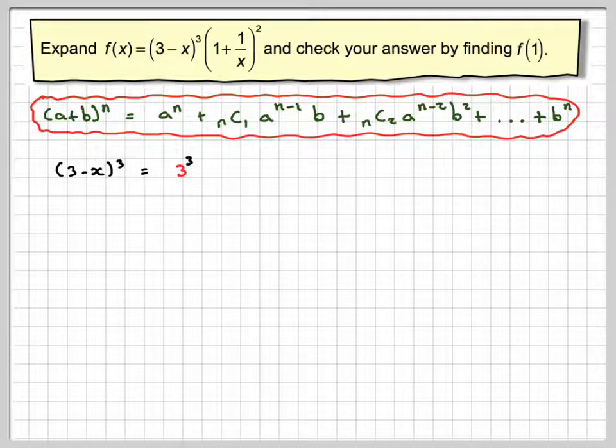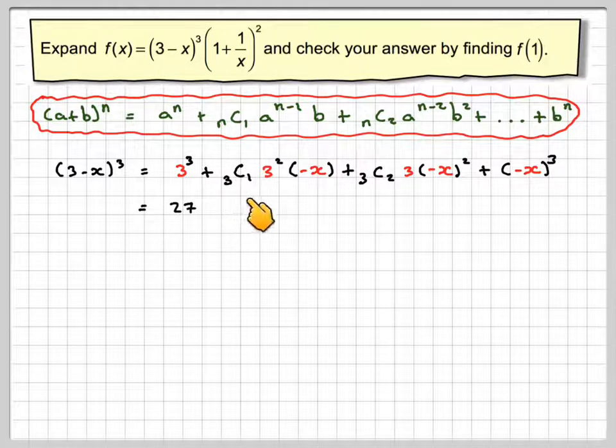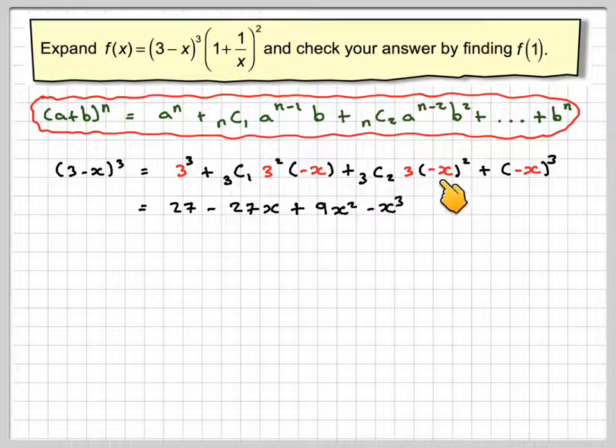So it's 3 cubed plus 3C1 times 3 squared times (-x) plus 3C2 times 3 times (-x) squared plus (-x) cubed. That gives you 27. 3C1 times 3 squared is 27, so that's going to be minus 27x. 3C2 is 3, 3 times 3 is 9, and that becomes plus 9x squared, minus x cubed. So be careful to put anything negative into brackets.